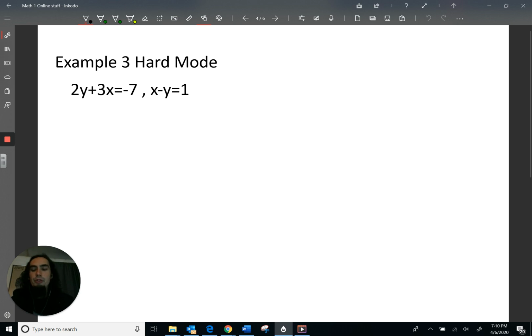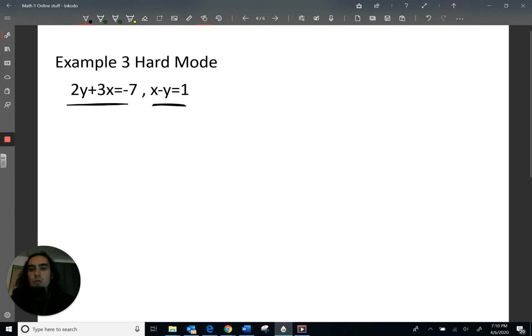Okay, example 3, hard mode. The questions on Khan Academy, the homework, are not like this, but I want to go over these examples just to show you what it's like. So let's take a look. We have 2 equations here in standard form. Notice that neither of them are solved for x or y. None of them have x by itself or y by itself.